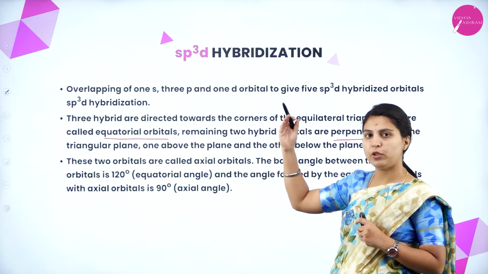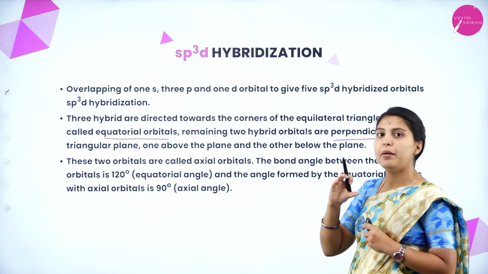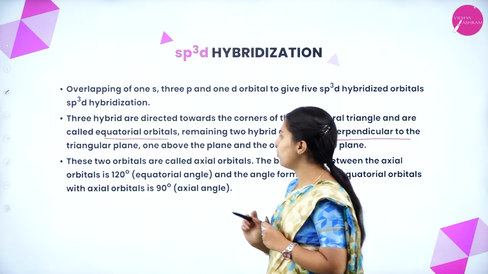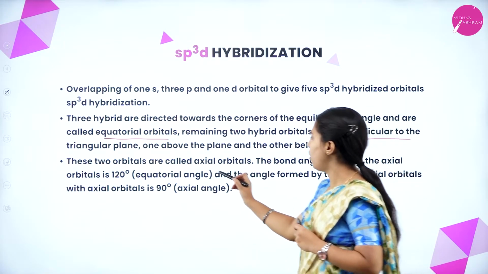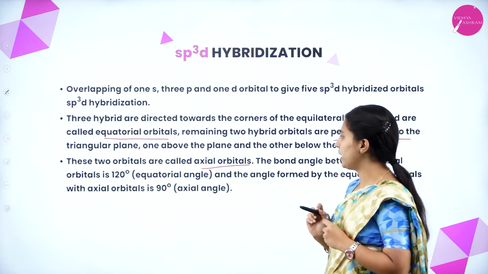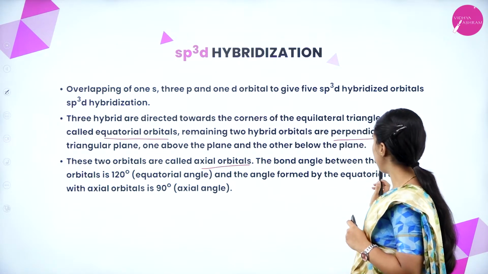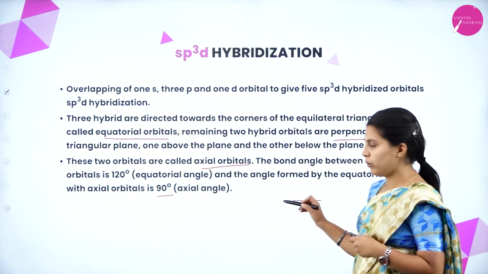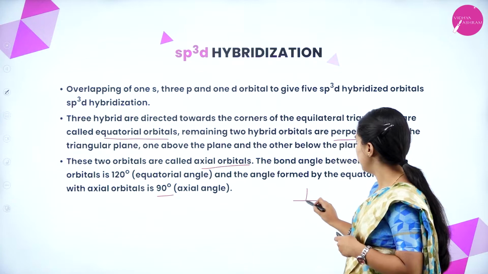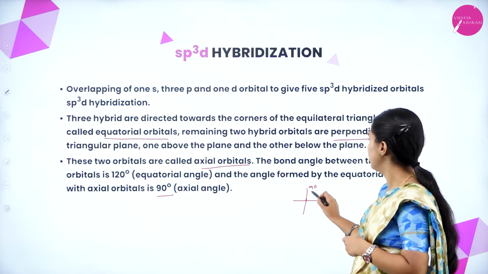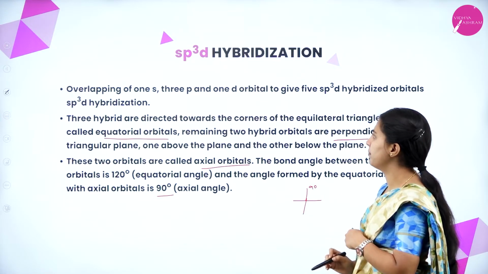One will be above the plane, one will be below the plane. In between, 3 hybrid orbitals will be present. These 2 orbitals are called axial orbitals. The bond angle between the axial orbitals is 120 degrees, and the angle formed by the equatorial orbitals with axial orbitals is 90 degrees. Equatorial means this, and this is axial. This is 90 degrees. This is 120 degrees.